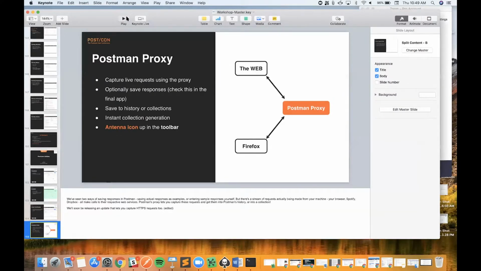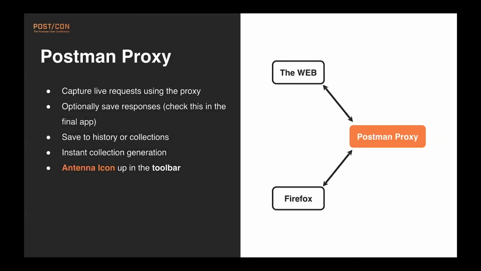Let's talk about proxy. So Postman Proxy is a way to capture live requests. You can optionally save the responses as well. You can save the history to your collections, and you can instantly generate collections off of what you see. It's created through the antenna icon up in the toolbar.